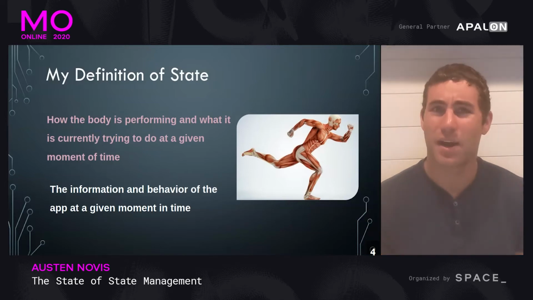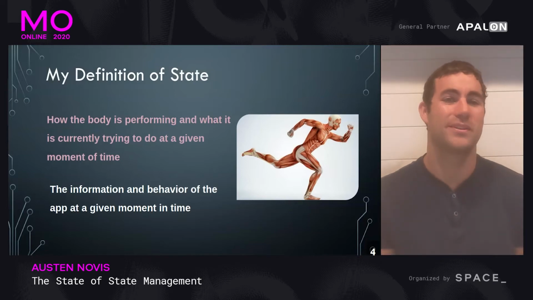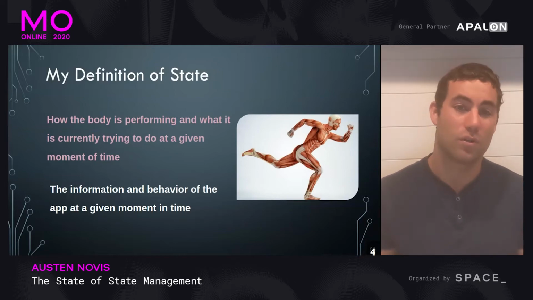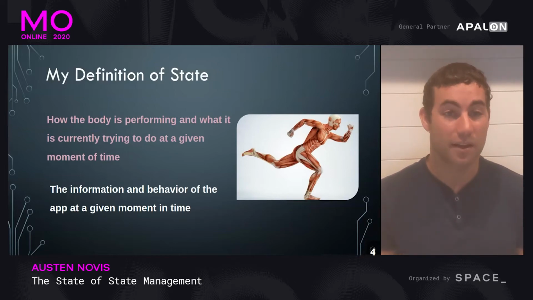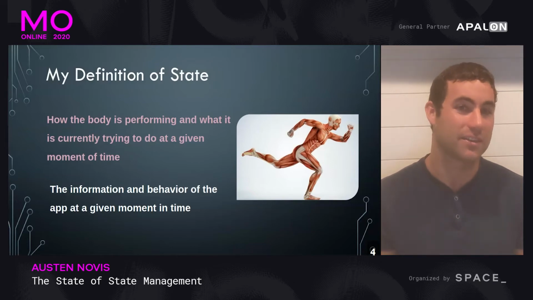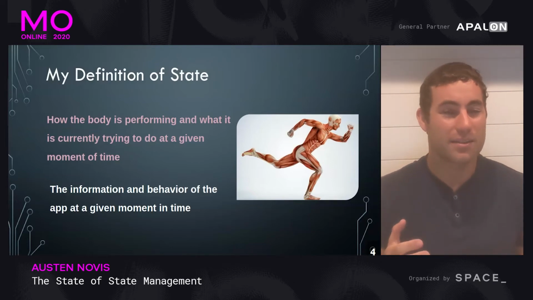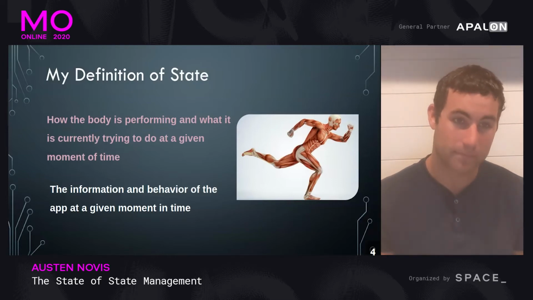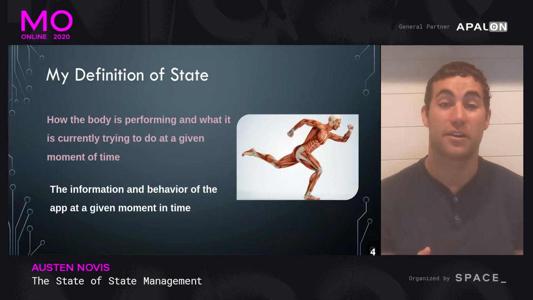Like state, the body is always changing, as anyone who has seen themselves on Zoom calls these past few months can relate to. And the body changes depending on the activity or the goal. For example, training for a marathon will have different impacts than binging Netflix. Therefore, I like to think of state as how the body is performing and what it is currently trying to do at a given moment of time. And translated to engineering results in state being defined as the information and behaviors of the app at a given moment of time.